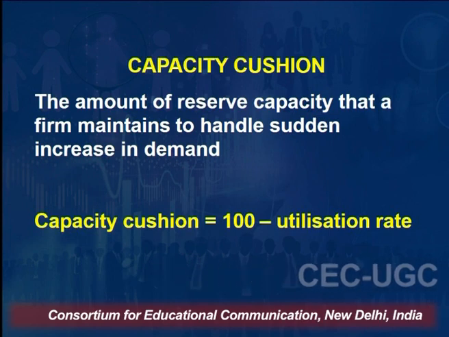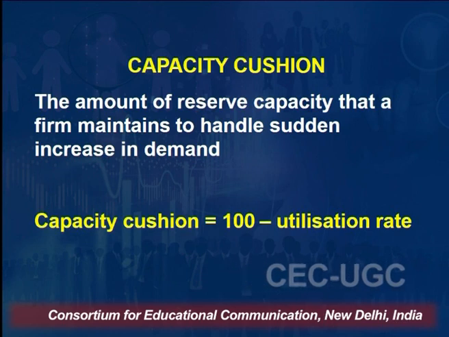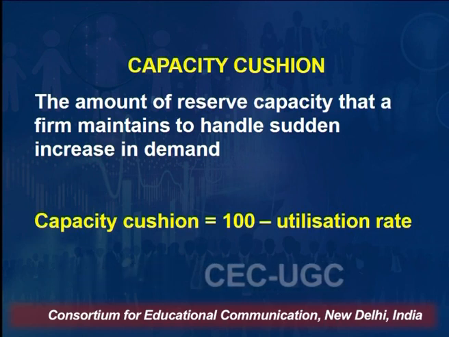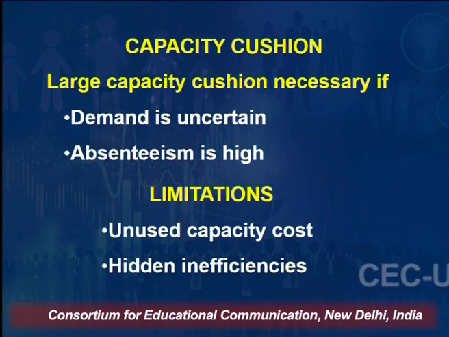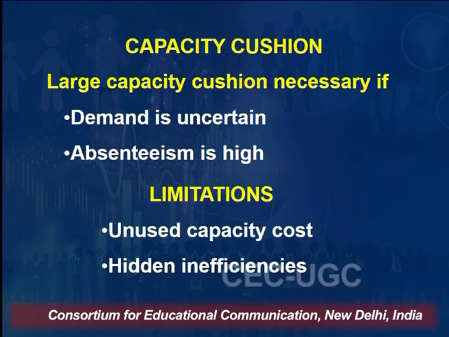So what is capacity cushion? Let us see from this slide also. The amount of reserve capacity that a firm maintains to handle sudden increases in demand is called capacity cushion. There is also a formula: 100 minus the utilization rate is called the capacity cushion. A large capacity cushion is necessary if the demand is uncertain or if absenteeism is high in your plant. But what are the limitations? It may lead to unused capacity cost and hidden inefficiencies.